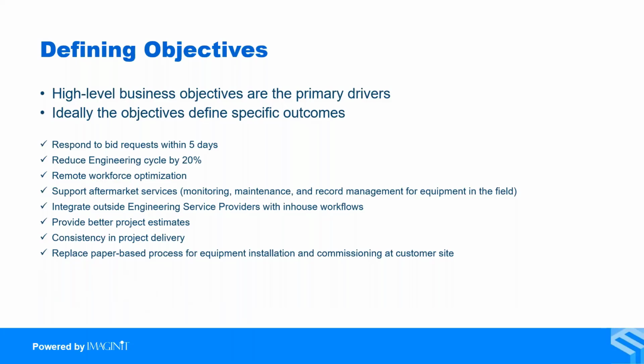Defining project objectives is key to success with any type of digital transformation, and these technology initiatives require clear objectives. Something like implementing digital twin may be too vague. Ideally, the objectives define specific outcomes. A couple on this list that I really like is an attainable goal, like respond to bid requests within 5 days, reduce engineering cycle by 20%. Those are attainable goals, and I think those are great objectives to lead a technology initiative.